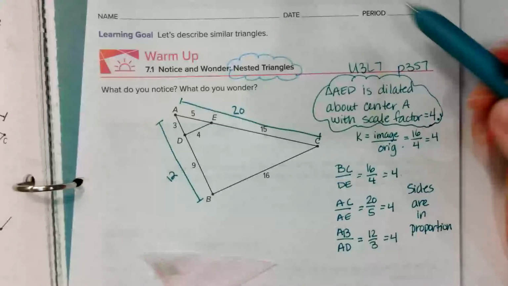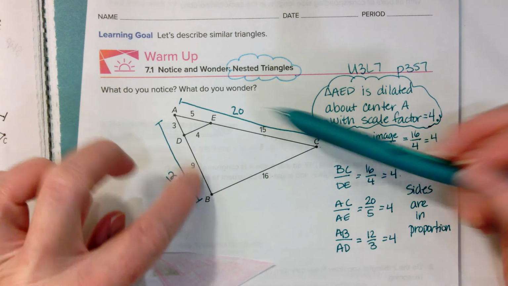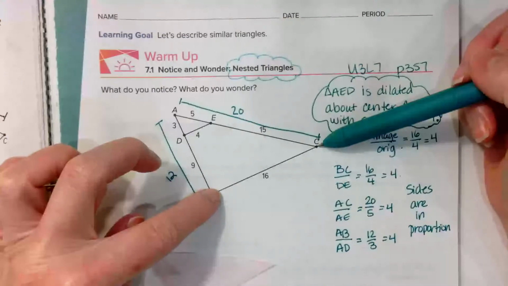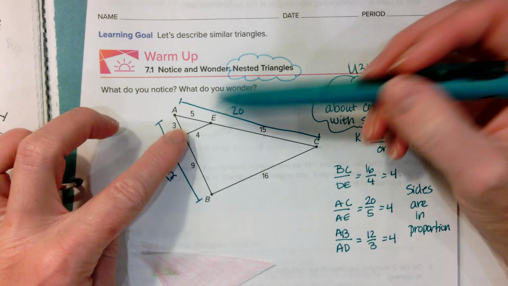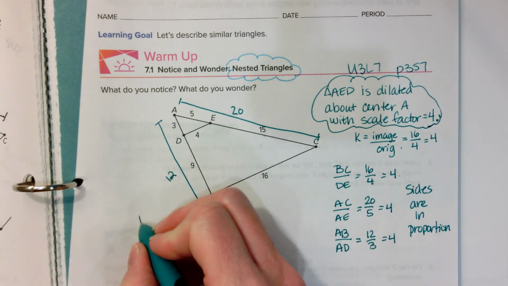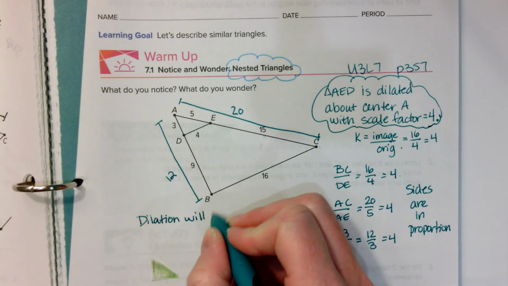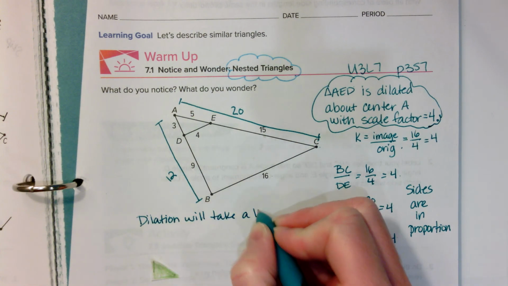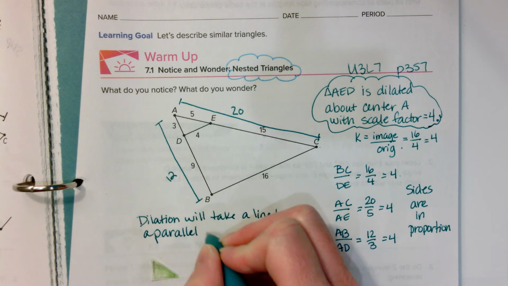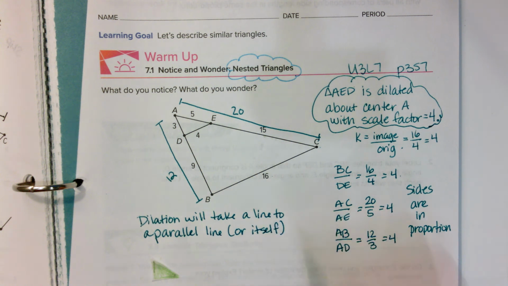So if I dilate my little triangle to my larger one, this side DE going to this side BC is basically a line going to a longer line. This is a segment going to a longer segment. And remember, when I do a dilation, it will take a line to a parallel line or itself. And this picture demonstrates both of those.